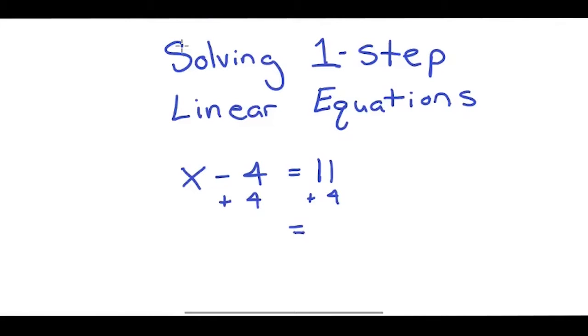Bring down the equal sign, try and keep that lined up. I'm going to cancel the minus 4 and the plus 4, and I'm left with x on the left side. And then I'm going to add 11 plus 4, and I get 15.